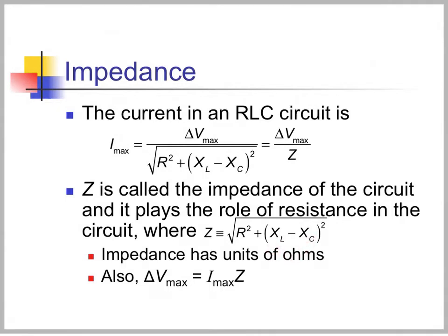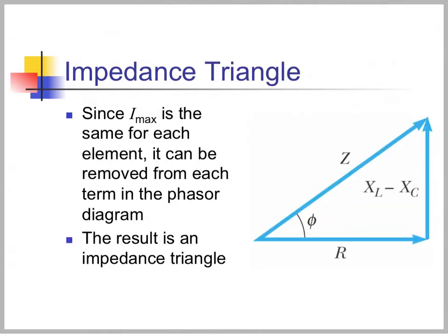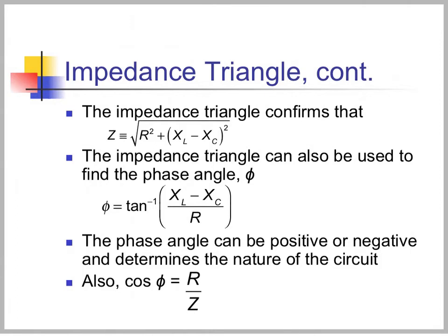So since I max is the same for each element, we can remove it from our phasor diagram, and the resultant is what we call the impedance triangle. So the impedance triangle confirms this function that we developed before, and it also can be used to find the phase angle phi. It's the arctangent of chi L minus chi sub C over R. So that phase angle can be positive or negative, and it really determines the nature of the circuit. We also can see that cosine phi is R over Z.